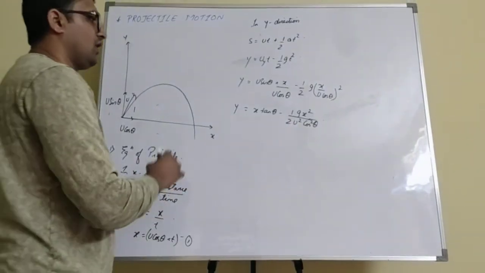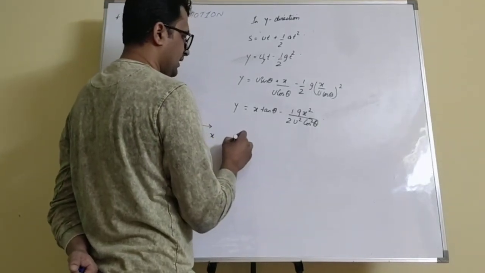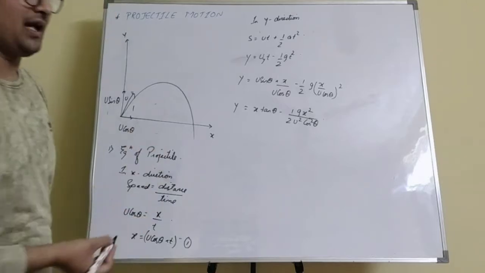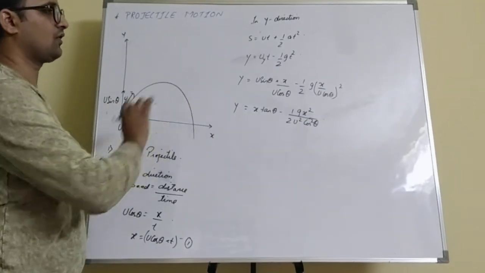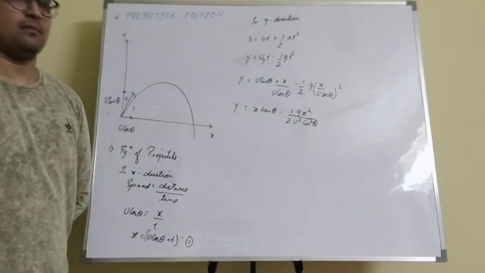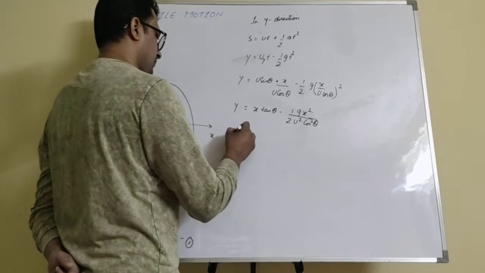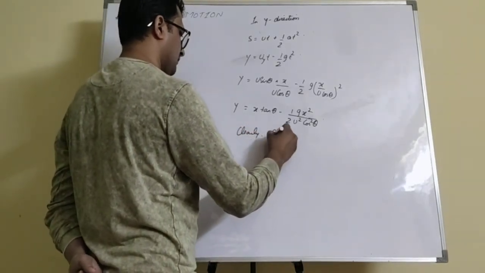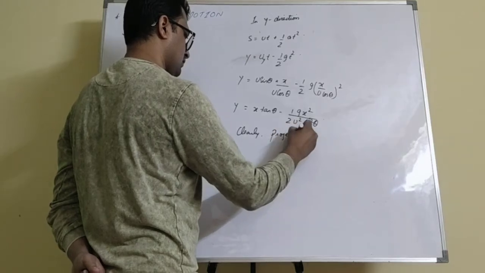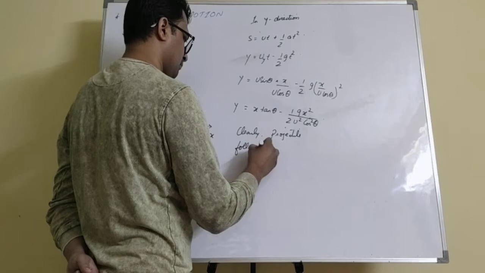Okay. Now this is your equation of projectile, and it is clearly parabolic. So what do we say? That a projectile follows a parabolic path. So I am writing clearly: projectile follows parabolic path.